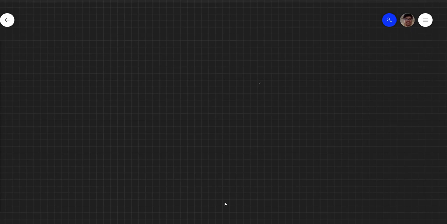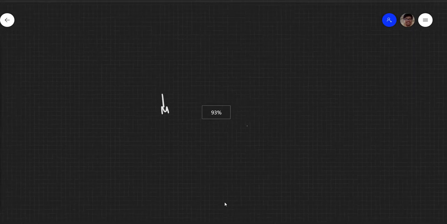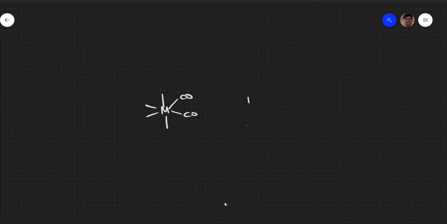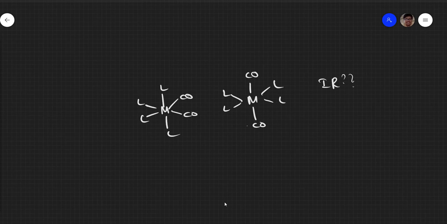We have taken two complexes. One is a cis carbonyl, and another is a trans carbonyl. Here the problem was: what is the number of signals in IR and how are the intensities varying?